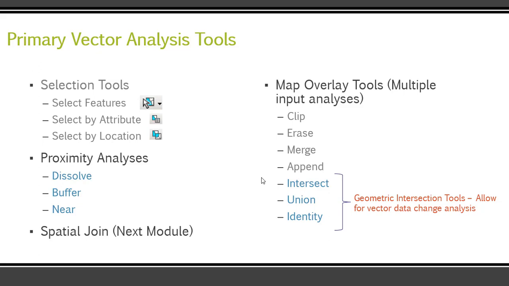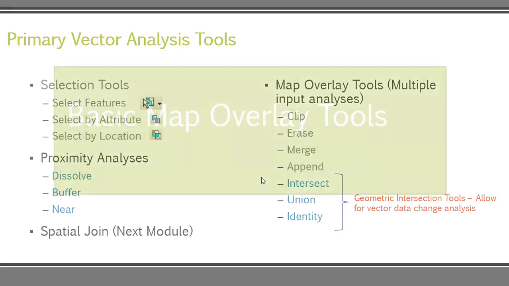The tools we will not cover in depth today are clip and erase, but I just want you to know that they are included in our map overlay or multiple input analyses. These are just your basic tools that take a cookie cutter shape, and clip cuts that shape out of your data set, and erase does exactly what it says. It erases that shape out of your data set. So really helpful, really nice tools. We will start our conversation with our other basic map overlay tools, which are merge and append, and then get into, after that, a conversation about those more advanced tools that do what we call geometric intersections.